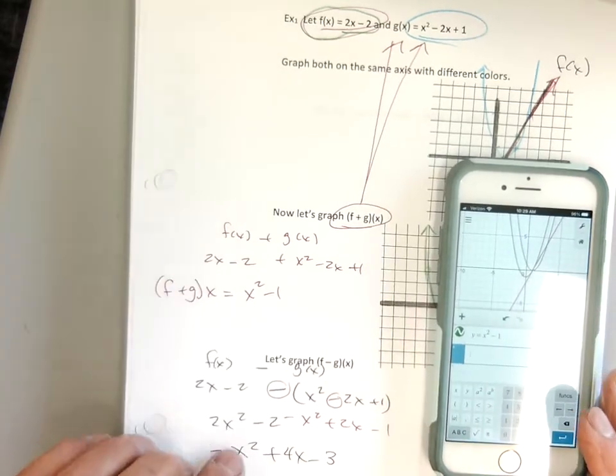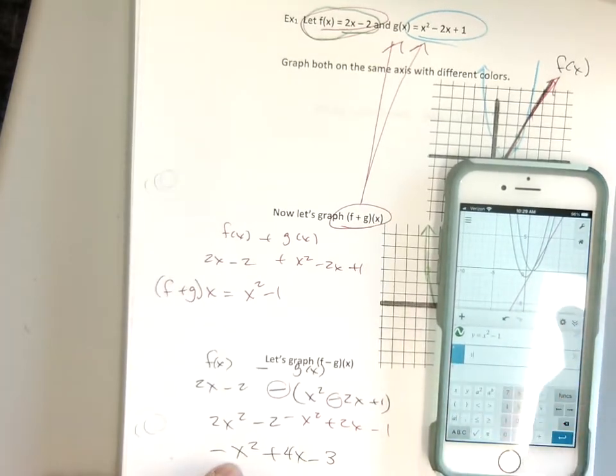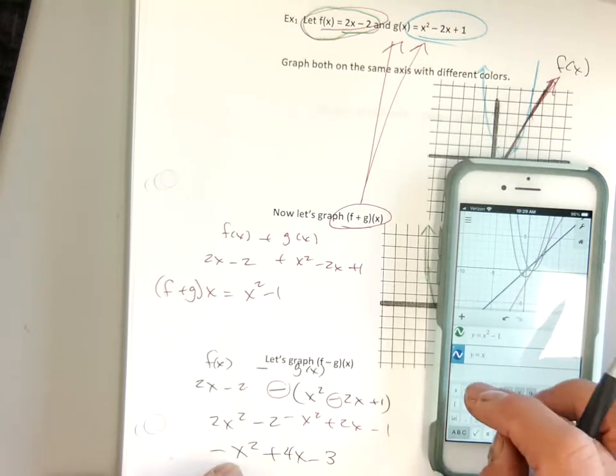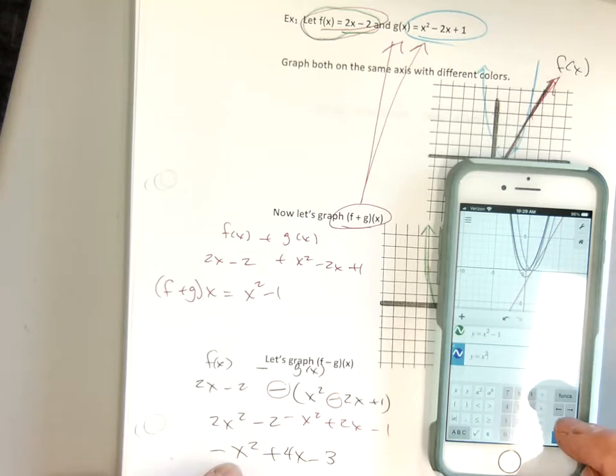I don't know what color this is going to give me. I don't know. We'll find out. Y equals a negative x squared. Oops, I got to get a negative x squared. Let's try that again. Negative. Oh, it's going to give me blue. Okay, but a different blue, huh?